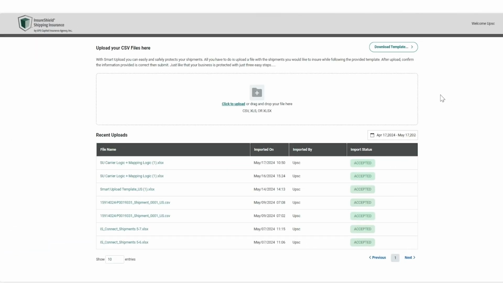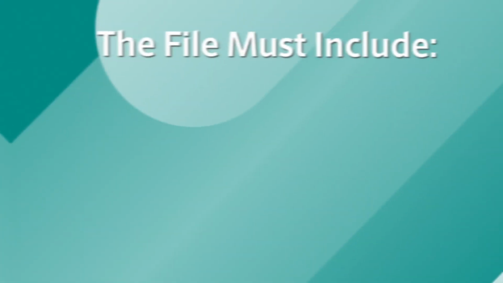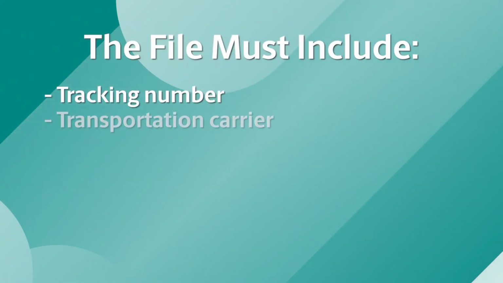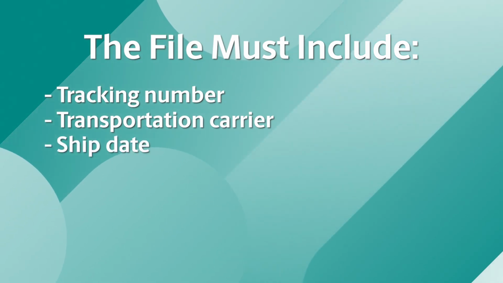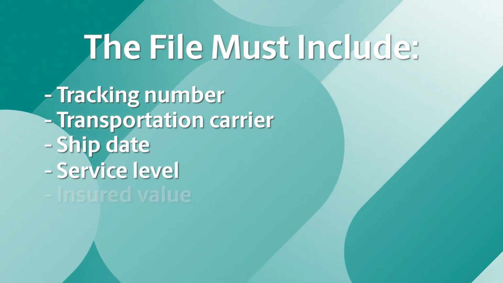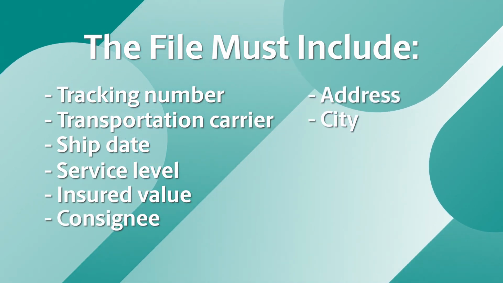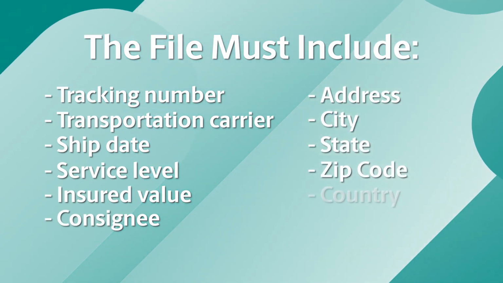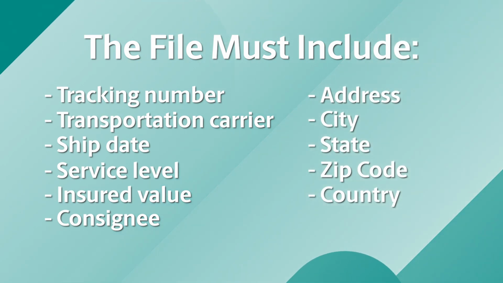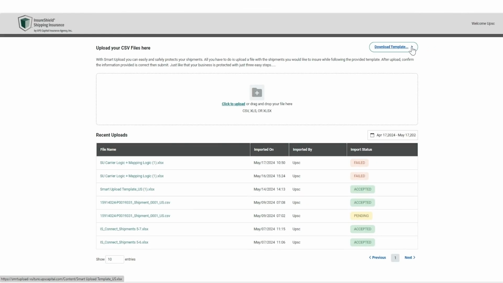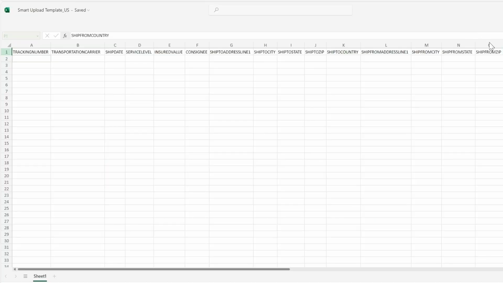The first step is to create a file with key information about the shipments you would like to insure. The file must include the tracking number, transportation carrier, ship date, service level, insured value, consignee, address, city, state, zip code, and country for both the ship to and ship from location for each shipment. A template detailing all the required information can be downloaded by clicking on the Download Template button.